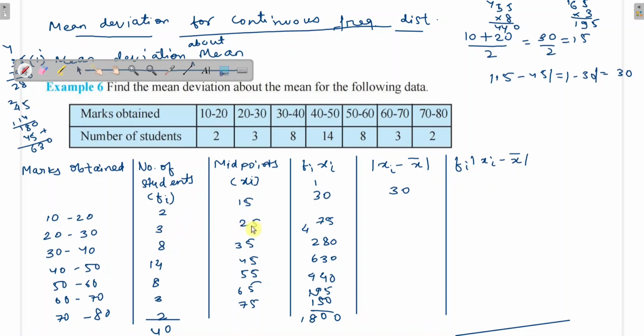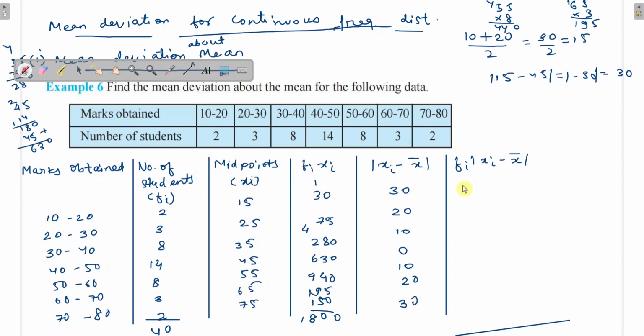So, modulus of 25 minus 45 will be modulus of minus 20, which is 20. Then modulus of 35 minus 45 will be modulus of minus 10, which is 10. Modulus of 45 minus 45 will be 0. Modulus of 55 minus 45 will be 10. Modulus of 65 minus 45 will be 20, and modulus of 75 minus 45 will be 30.